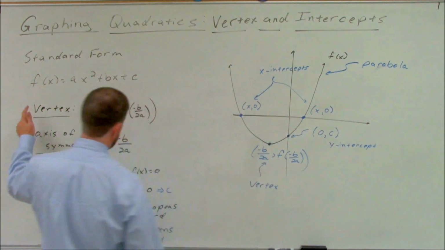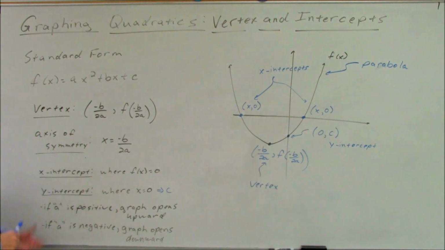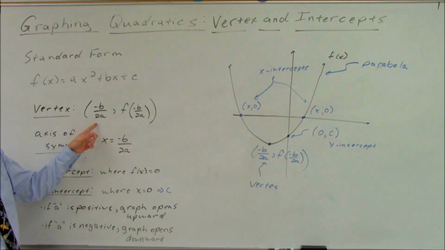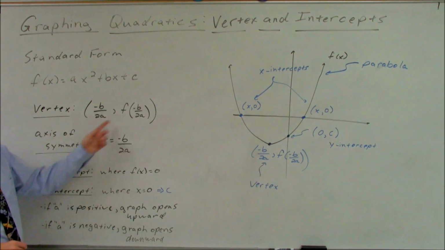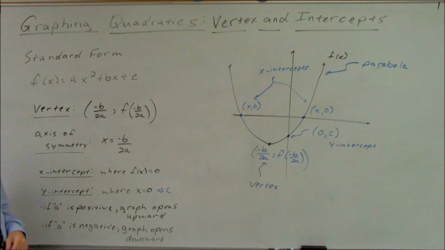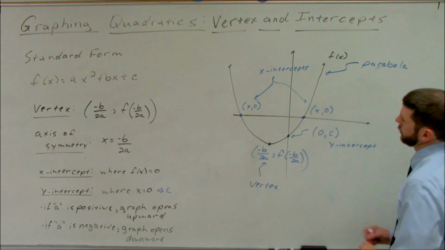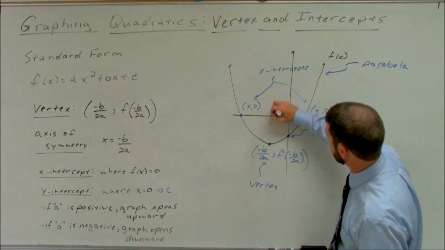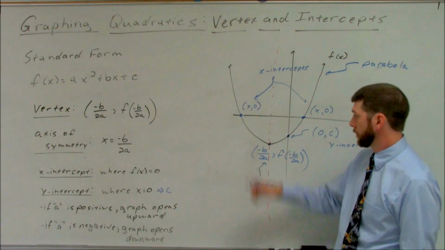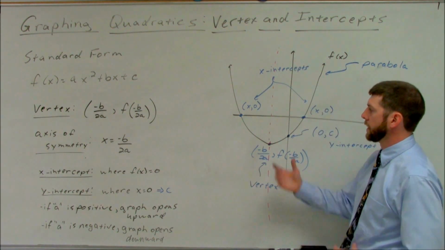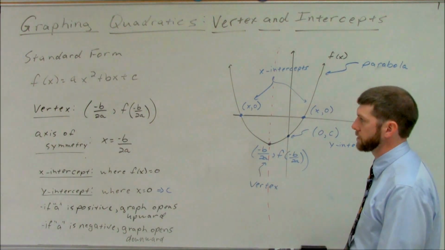So if we want to find the vertex, this minimum or maximum point, we have this little formula. This little formula says that x is equal to negative b over 2a, and then the y-coordinate is whatever we get out of that. And you can see that from this axis of symmetry. Axis of symmetry is a vertical line that runs right through the center, or right through the vertex. And our graph is symmetric on both sides of it. That's why we call it the axis of symmetry.